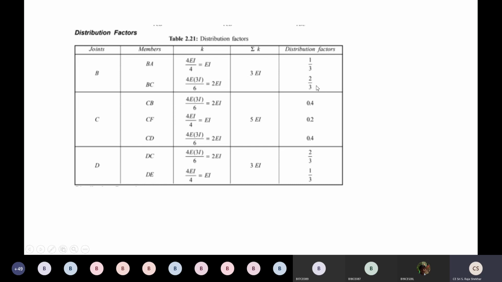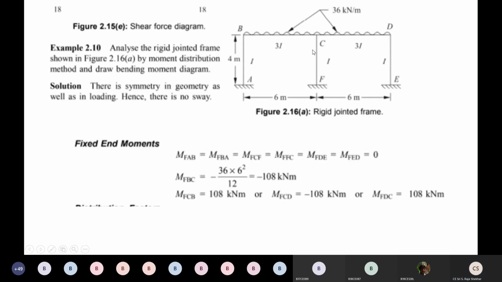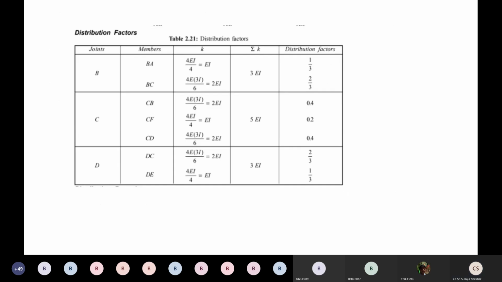Similarly, if you consider joint C, there are 3 members meeting: CB member, CF member, and CD member. So we have to calculate distribution factors for those members. First we calculate rotational stiffness for those 3 members. Rotational stiffness for the CB member is 4EI by L, CF is 4EI by L, CD is 4EI by L.